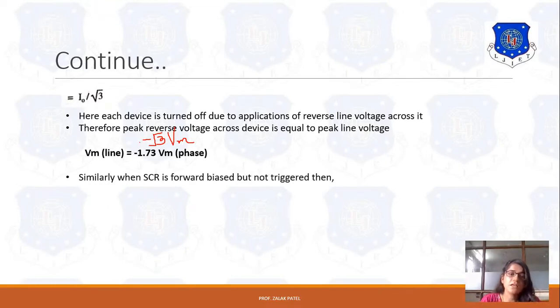Similarly, when the SCR is in forward bias but not triggered, then in that case Vm for line voltage can be written like 1.73 Vm for phase voltage. So these are the two different cases for forward as well as for reverse voltages. So this is an example related to the semi-converter.